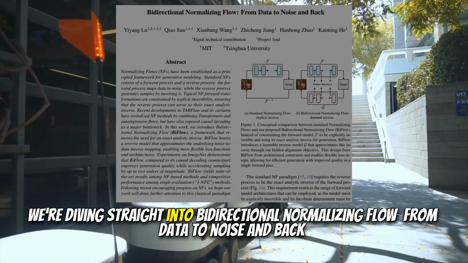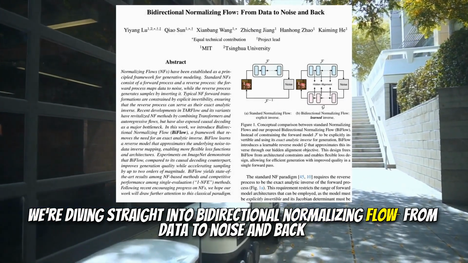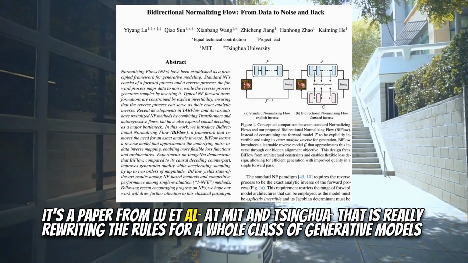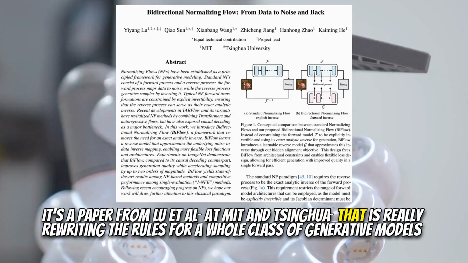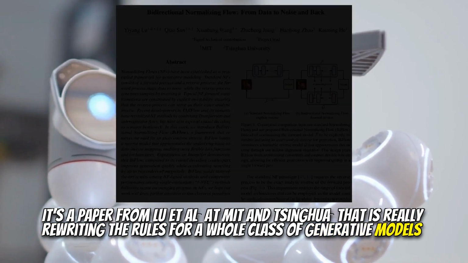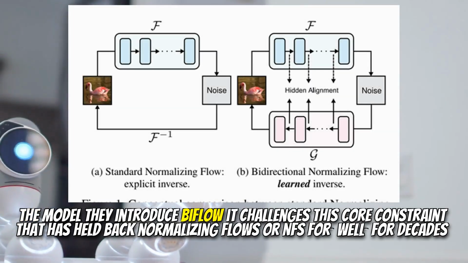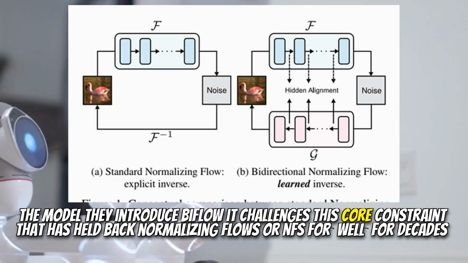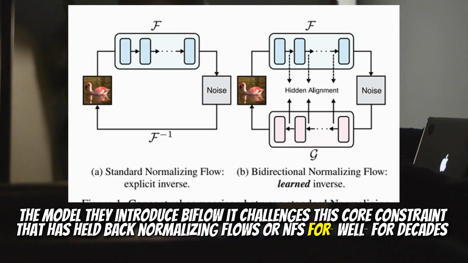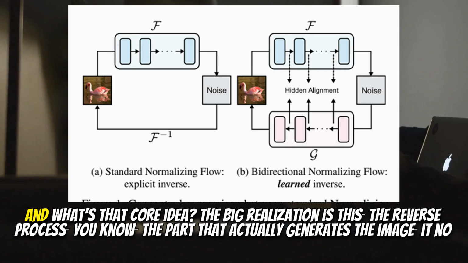We're diving straight into bidirectional normalizing flow, from data to noise and back. It's a paper from Liu et al. at MIT and Tsinghua that is really rewriting the rules for a whole class of generative models. It really is. The model they introduced, BiFlow, challenges this core constraint that has held back normalizing flows, or NFs, for decades. And what's that core idea?